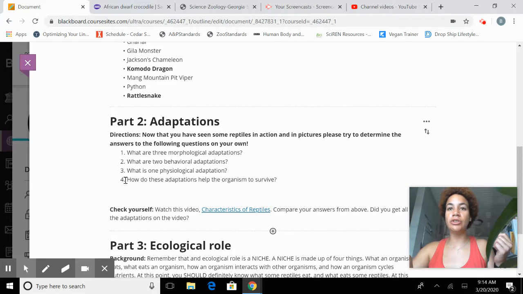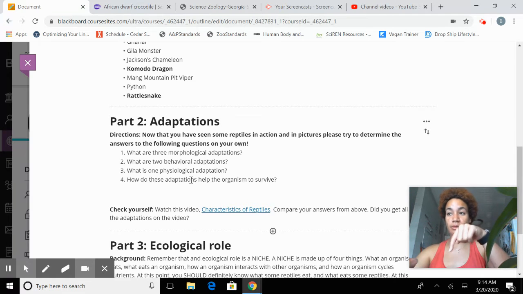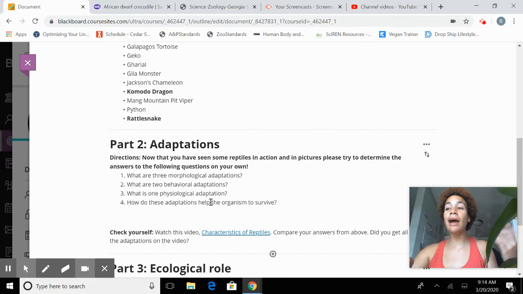Okay, and then I want you to answer, how do these adaptations help the organism survive? Okay, so we know that adaptations come about because they're trying to help the organism survive. But I want to know how. How are these specific adaptations that you chose helping this organism that you looked at? Remember, it could be any of those 3 that you talked about. How are they helping the organism survive? All right.